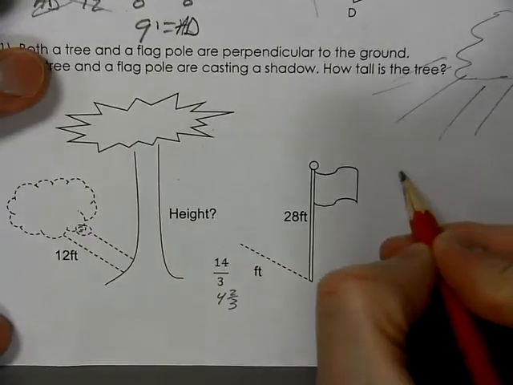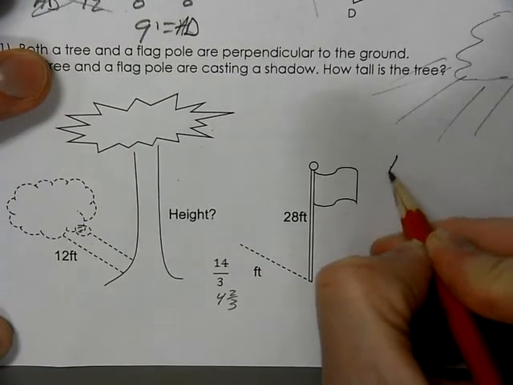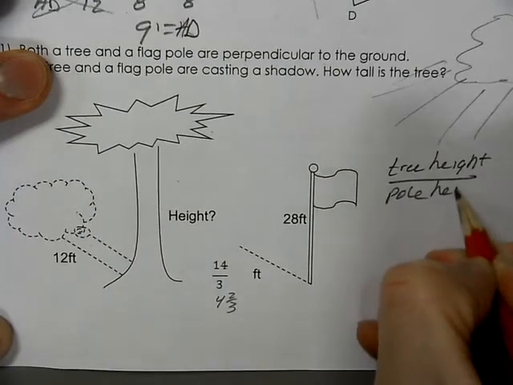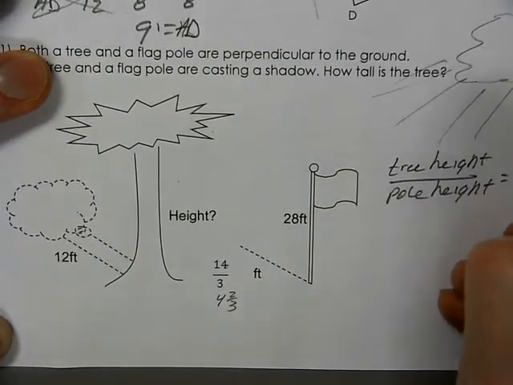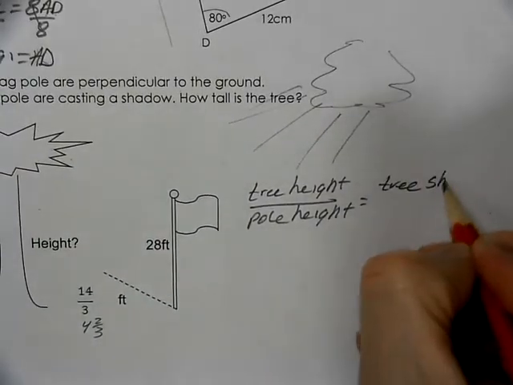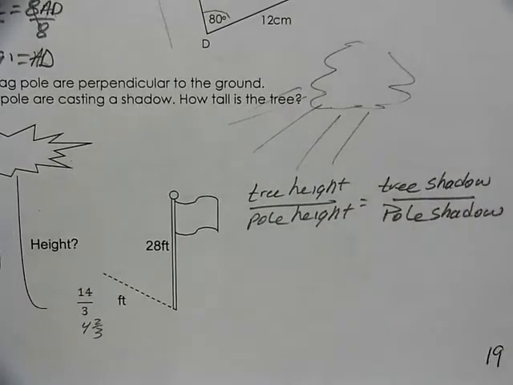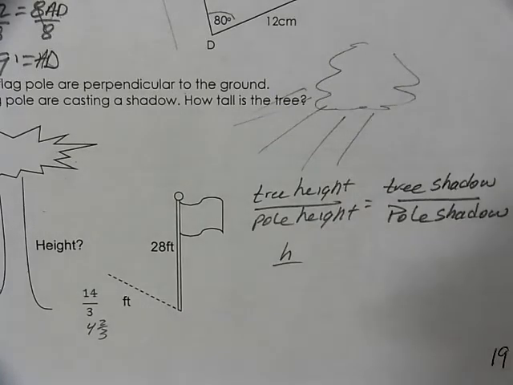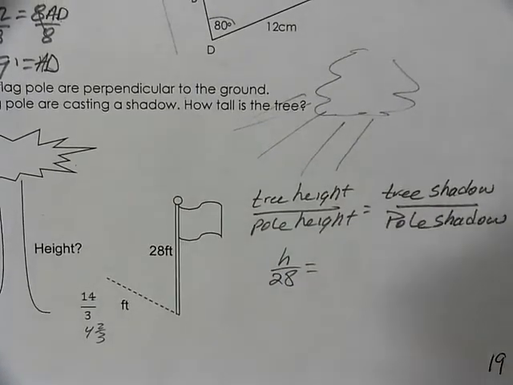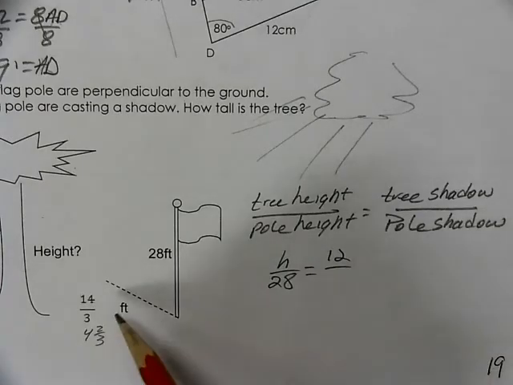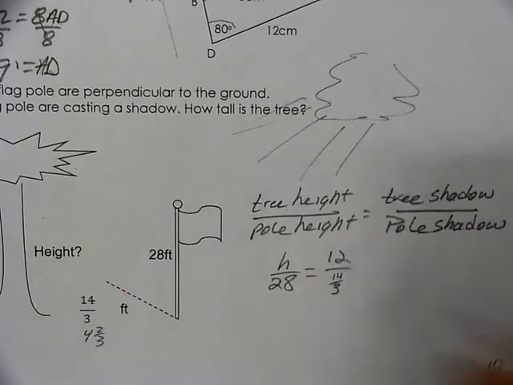So we're going to write the tree height over the pole height is going to equal the tree shadow over the pole shadow. That might help you in terms of knowing how to set up your proportion. The height of the tree is what we don't know. The height of the pole is 28. The shadow of the tree is 12. The shadow of the pole is our 14. We'll call that 14 thirds.